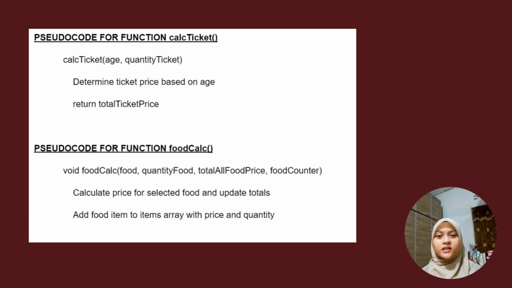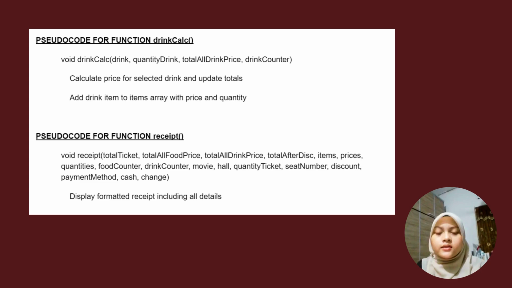This is our pseudocode for the functions that I have stated before. Calc ticket: calc ticket, age, quantity ticket. Determine ticket price based on age. Return total ticket price. Pseudocode for function food calc. We use function void, food calc, food, quantity food, total all food price, food counter. Calculate price for selected food and update totals. Add food item to items array with price and quantity.